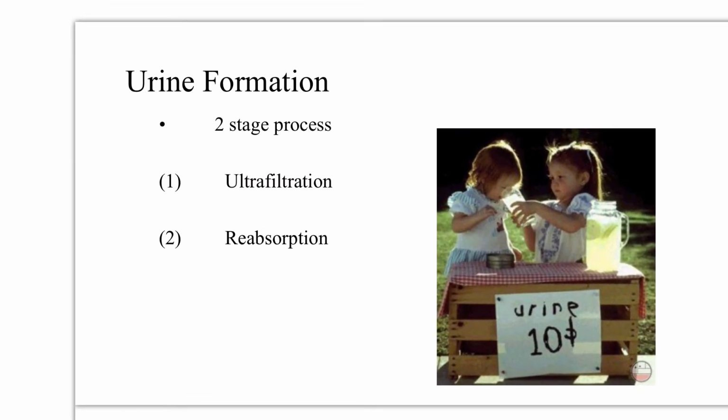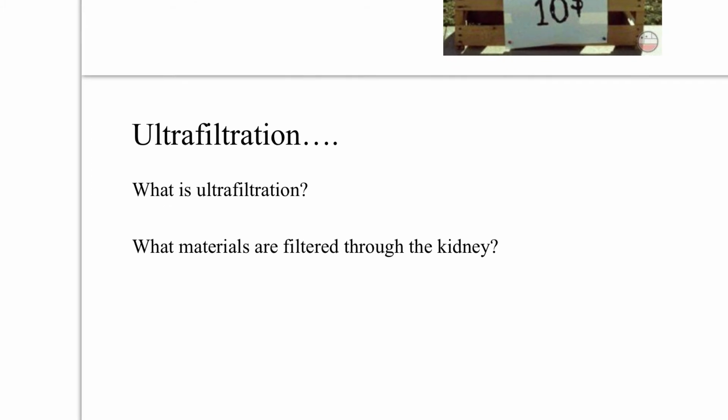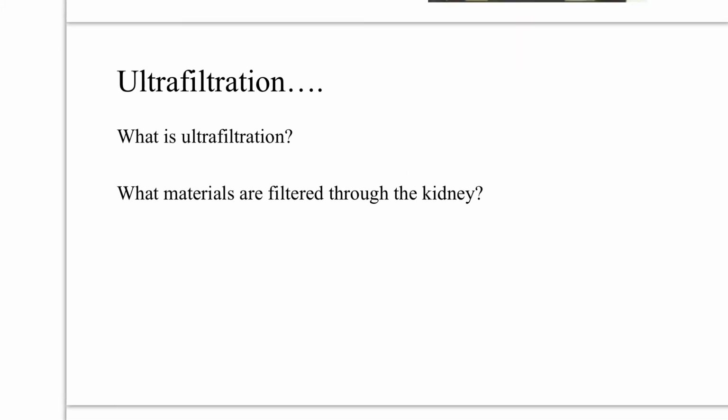Okay, so urine formation is split into two stages: ultrafiltration and selective reabsorption. We are going to talk just about this first part, ultrafiltration. Ultrafiltration is essentially squeezing out everything that's in the blood that's small enough to get out.